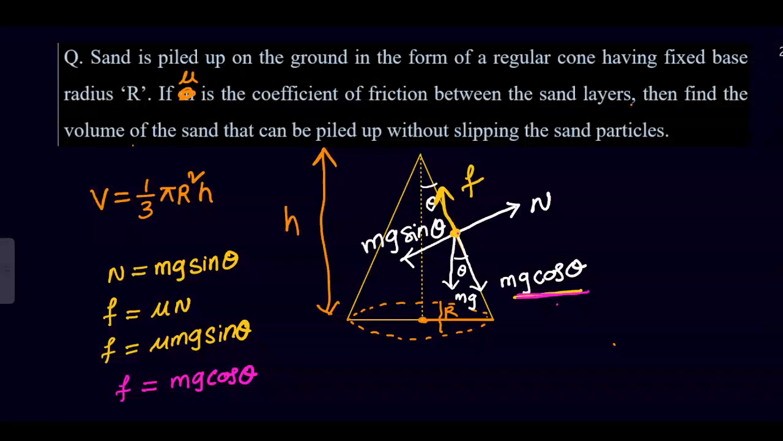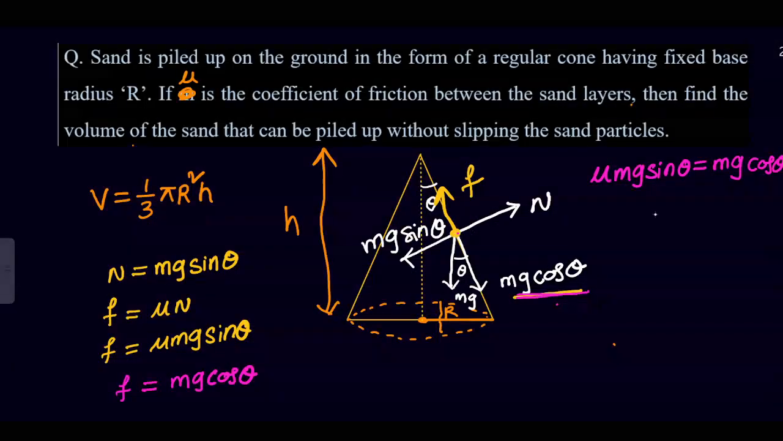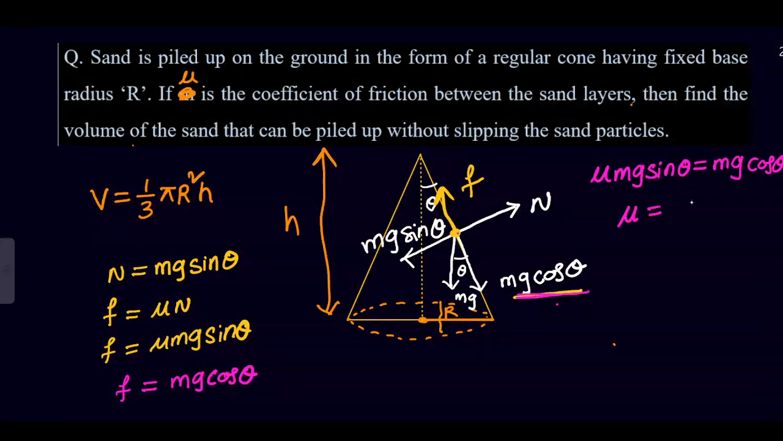We already know the frictional force is mu mg sin theta, which is equal to mg cos theta. From this, mg will get cancelled. So mu is equal to cot theta. Mu is equal to cot theta, cos by sin, na? Right.